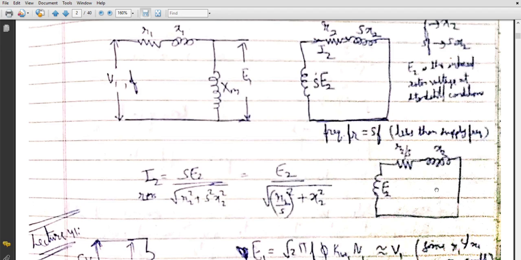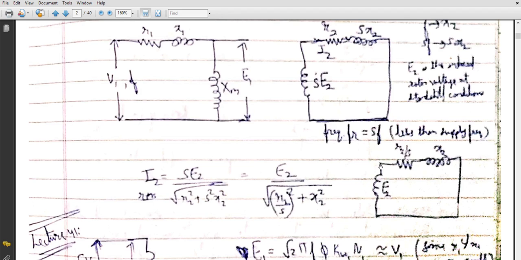One more important thing: why are we shifting from this circuit to this circuit? Because we need to refer our rotor side to the stator side, and as I've already told you, for referring the rotor side to the stator side, the ratio of E1 and E2 should be constant. Only then can we connect these two circuits. Now that we have changed this circuit, E2 is constant. E2 is no longer a function of slip, so now you can connect these circuits.